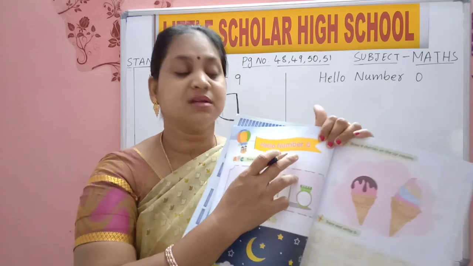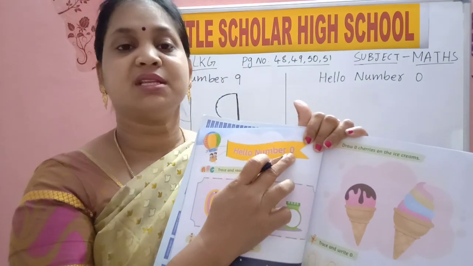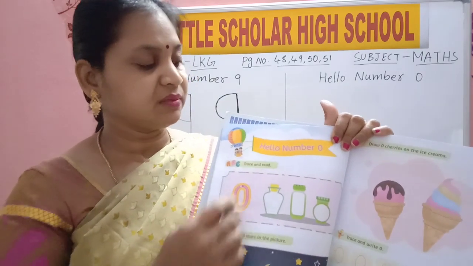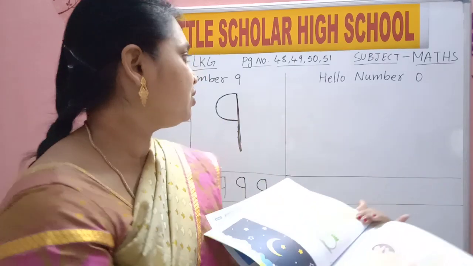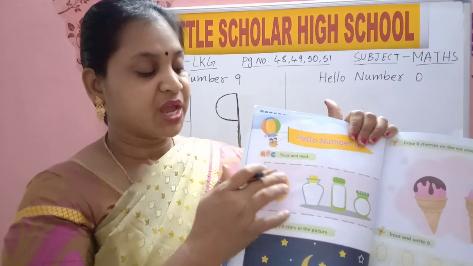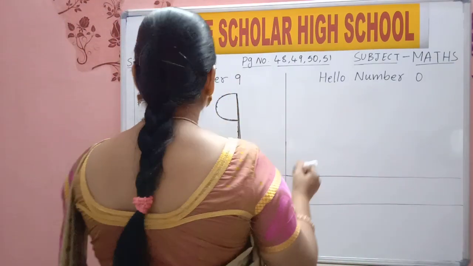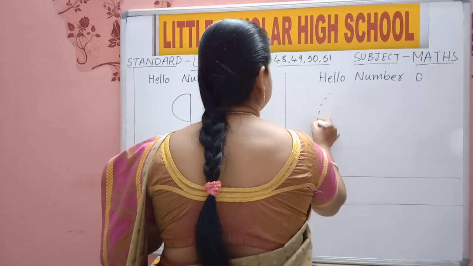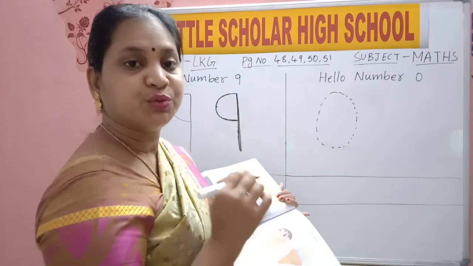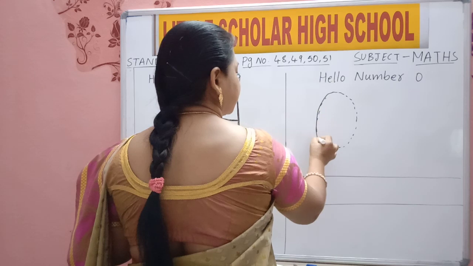Hello number. What is this known as? 0. Hello number 0. First you will trace it on 0. Dots are given in your book in this way. You will start from here. Come on, start. 0. Trace it on that.